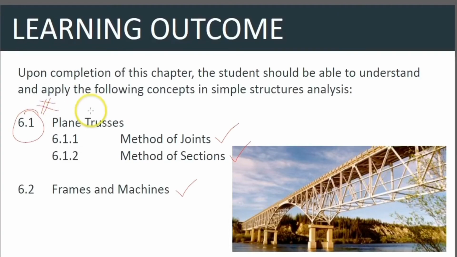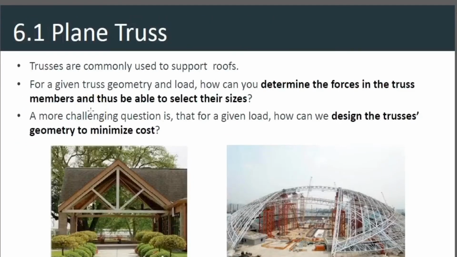So we go straight into 6.1 first, which is about the plane truss. Trusses are commonly used to support roofs. For a given truss geometry and load, how can you determine the force in the truss members and thus be able to select their size? So this is the thing that we need to consider, and then how we are going to minimize the cost. You may read this as general knowledge, from your understanding.